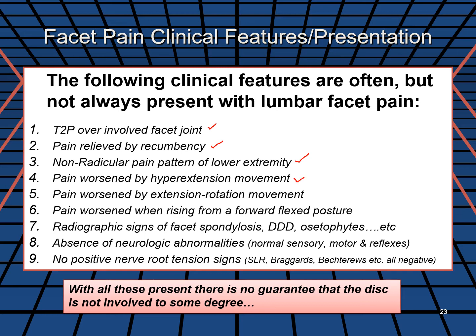And as we mentioned previously in one research study, extension and rotation is going to load the facets and increase it. Pain is worse when they arise from a forward flexed posture, because when they're forward flexed, the compressive loading is off the facets. When they arise from that posture, the facets get loaded. Radiographic signs of facet issues, absence of neuros, and no positive nerve root tension signs. There wouldn't be any, because those are designed for determining if there's a space occupying lesion in the path of a lower lumbar nerve root.